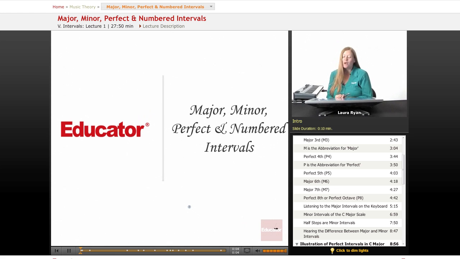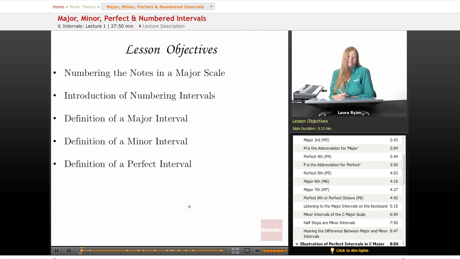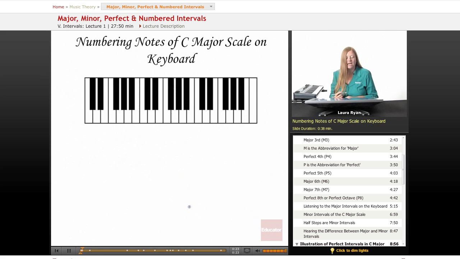Today's lesson will be dealing with major, minor, perfect, and numbered intervals. Our lesson objectives are numbering the notes in a major scale, introduction of numbering intervals, definition of a major interval, minor interval, and perfect interval. Let's begin with numbering the notes of the C major scale on the keyboard.